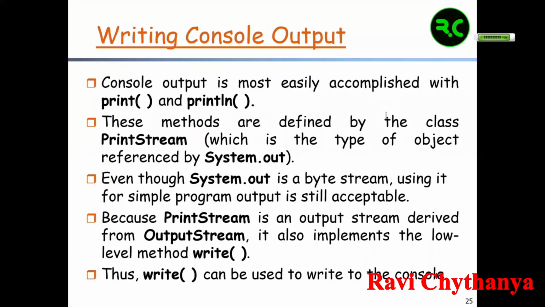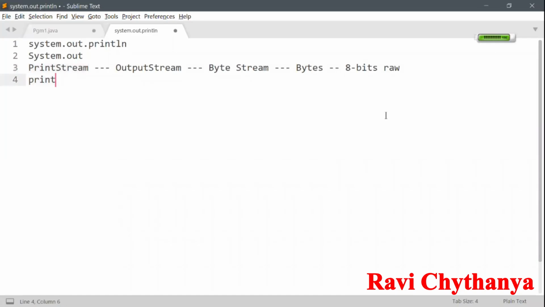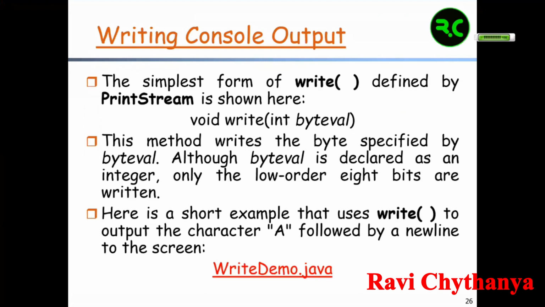There are some functions called print, println, and write, which are equivalent to what we have learned till now: System.out.print, System.out.println, and so on. We have seen these two kinds of methods earlier, but we are going to see these methods using the PrintStream class. So let us move on to PrintStream.